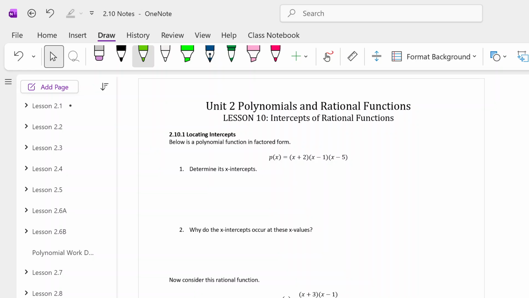Okay guys, so we should be in the 2.10 notes, and each video is just going to go page by page here. So first we're going to talk about something that we've discussed previously, and then we're going to build that into what it means for a rational function.